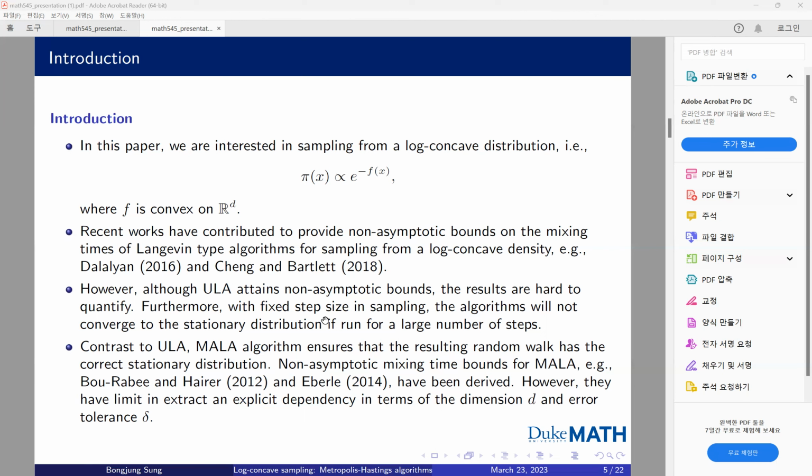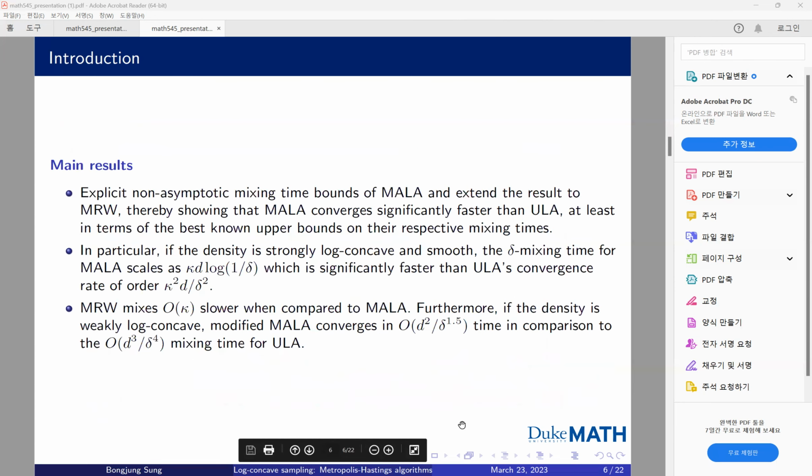In contrast to ULA, the MALA algorithm ensures that the resulting random walk has the target stationary distribution, due to the Metropolis-Hastings correction step. Non-asymptotic mixing times for MALA have also been derived by both Lee and Vempala and others. However, their bounds are not explicit, so they are limited in extracting an explicit dependency in terms of dimension d and error tolerance delta.